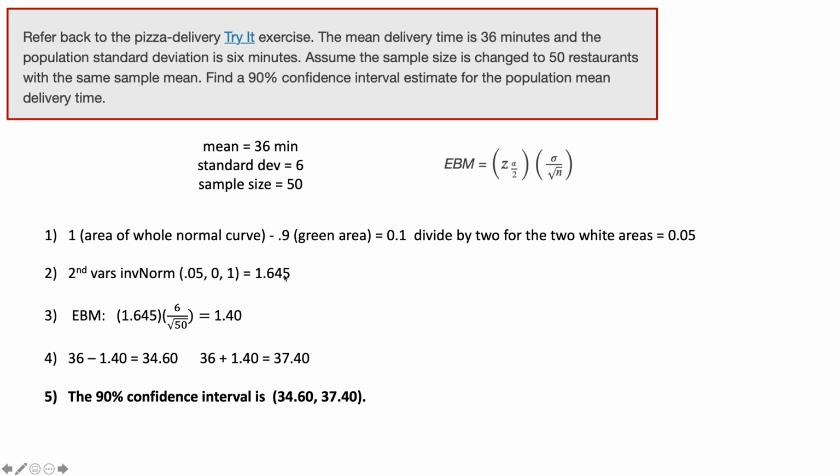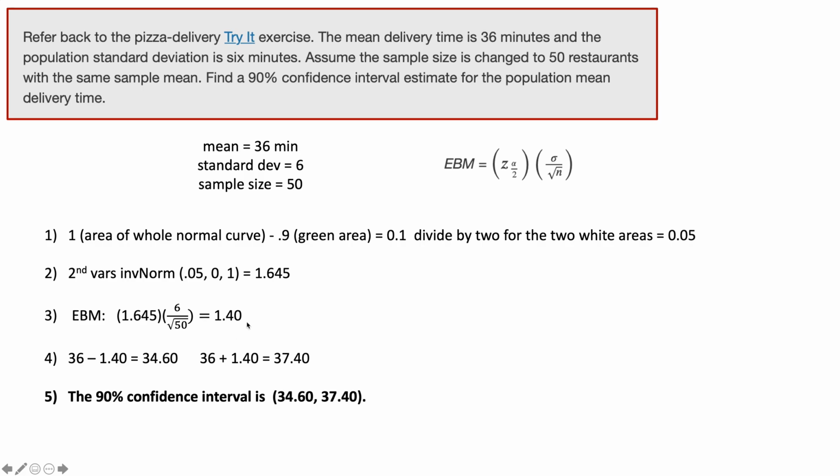Second var is inverse norm. Whatever I've calculated for that area, 0.05, then 0.1 is z-score mode. That gives me 1.645. Error bound measurement. You're given the formula. You don't have to memorize it. I take whatever my answer is to second var's inverse norm, which is 1.645, and I multiply by the standard deviation divided by the square root of the sample size.